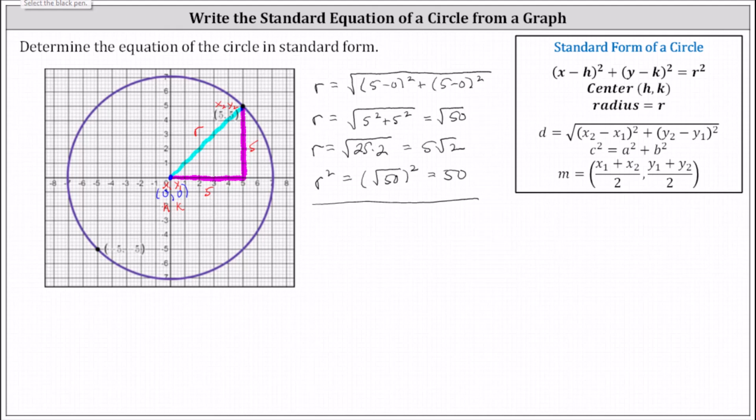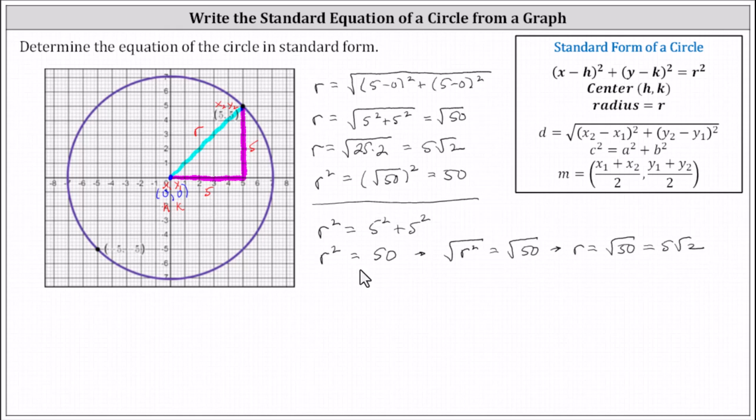Using the Pythagorean theorem, we have r² equals 5² plus 5², giving us r² equals 50. Again, if we're looking for the equation of the circle, we could stop here, because we only need r² for the equation. If we want to determine r, though, we would take the square root, or principal square root, of both sides of the equation, which, as we expect, gives us r equals the square root of 50, which equals 5√2.